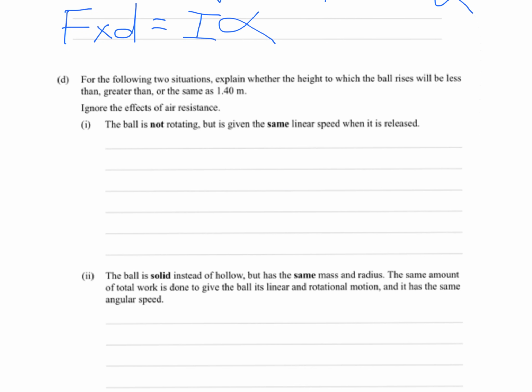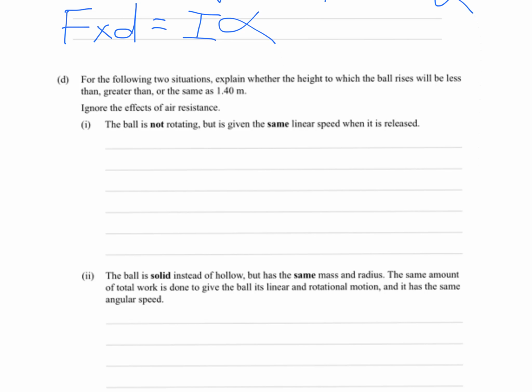D, for the following two situations, explain whether the height to which the ball rises will be less than, greater than, or the same as the 1.40 meters from the original one. Ignore the effects of air resistance. Part 1, the ball is not rotating but is given the same linear speed when it is released. Okay, this one seems kind of obvious, and it really is. It does reach the same height.